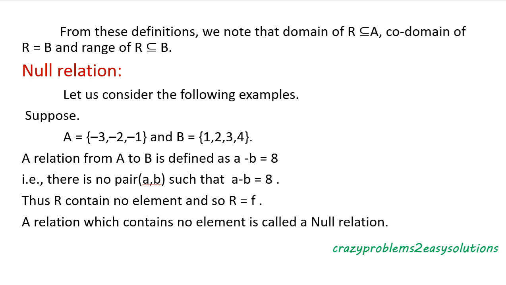Null relation. Let us consider the following example. Suppose A equal to {-3, -2, 1} and B equal to {1, 2, 3, 4}. A relation from A to B is defined as a minus b equal to 8. That means there is no pair (a, b) such that a minus b is equal to 8. Thus, R contains no element and so R equals phi. A relation which contains no element is called the null relation.